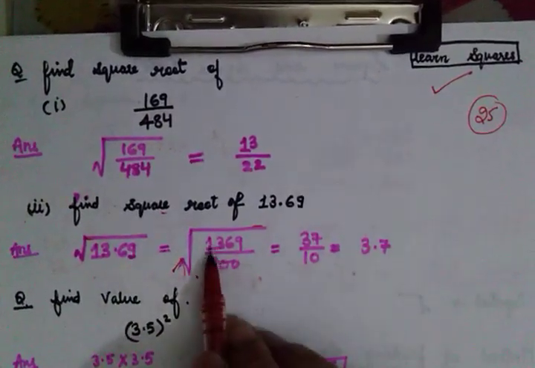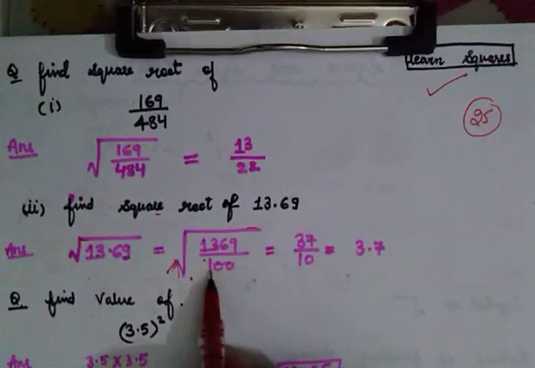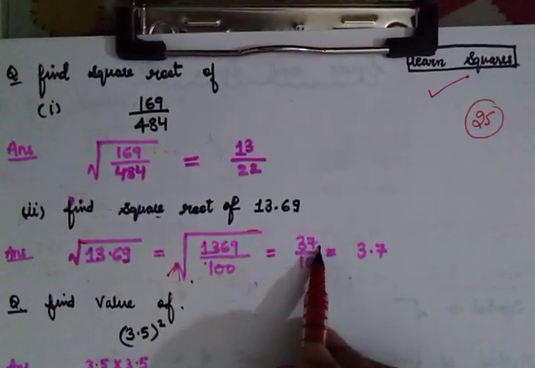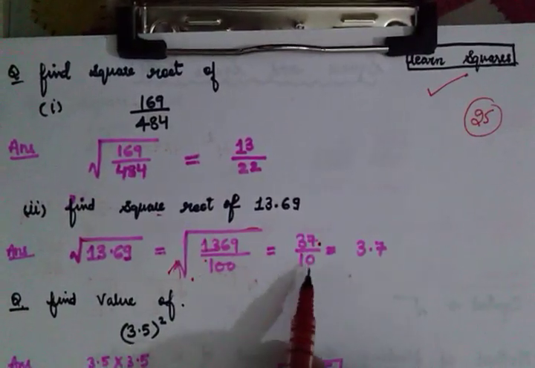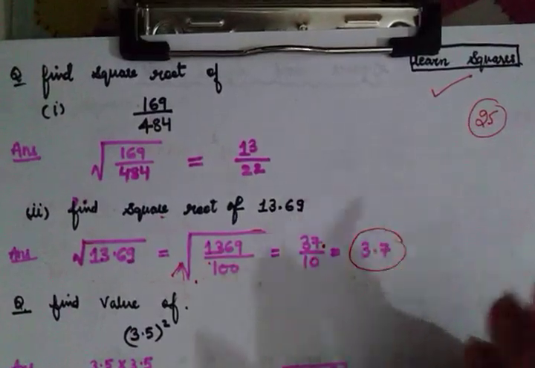Now the square root of 1369 is 37 and the square root of 100 is 10. So the answer of the numerator part in the numerator, the answer of the denominator part in the denominator, and then 37 upon 10, the answer is 3.7.